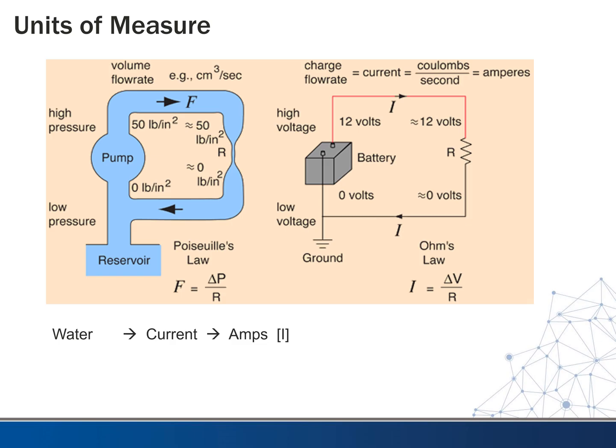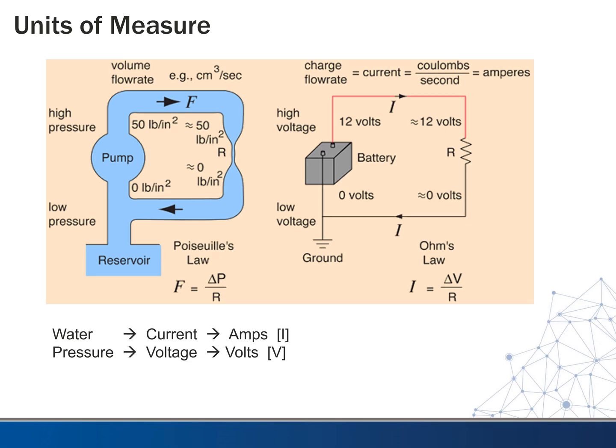We measure this in amperes, abbreviated as amps, and you may see it abbreviated mathematically as the capital letter I. So anytime you see I, that's amps or current, and this is what flows through the wires in our circuits.